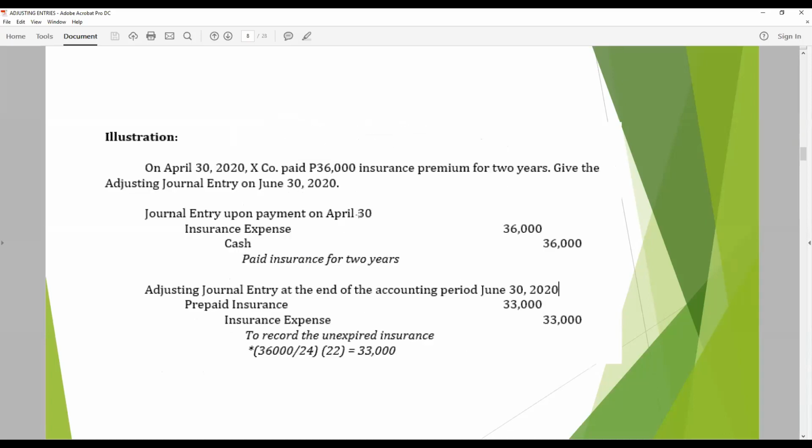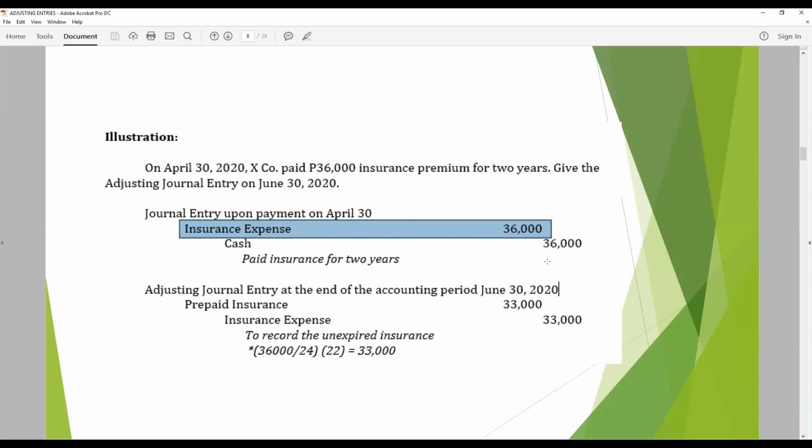Example, on April 30, 2020, X company paid 36,000 insurance premium for 2 years. Give the adjusting journal entry on June 30, 2020. So, ang initial entry nyo, debit insurance expense. So, kanina, prepaid insurance ang dinebit natin. This time, insurance expense ang dinebit natin under expense method. And then, credit cash, 36,000.